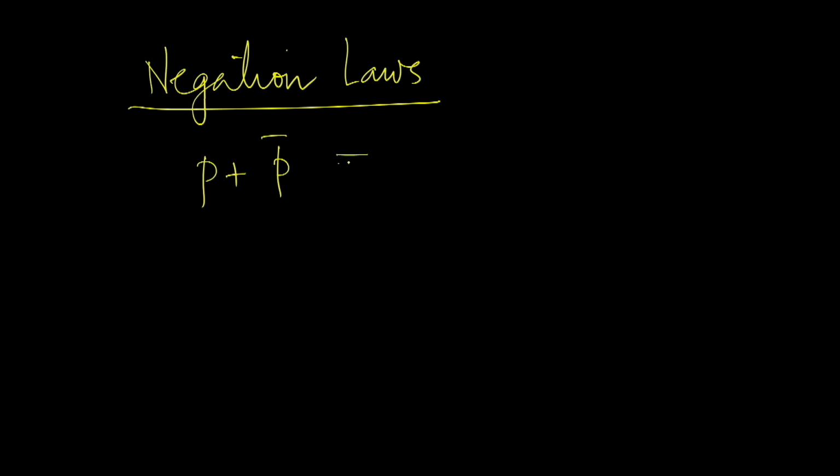Then we have the negation laws. The OR of a quantity with the negation of itself is 1, and the AND of a quantity with the negation of it is equivalent to 0. These are the negation laws. So, all these laws can be proved using truth tables.